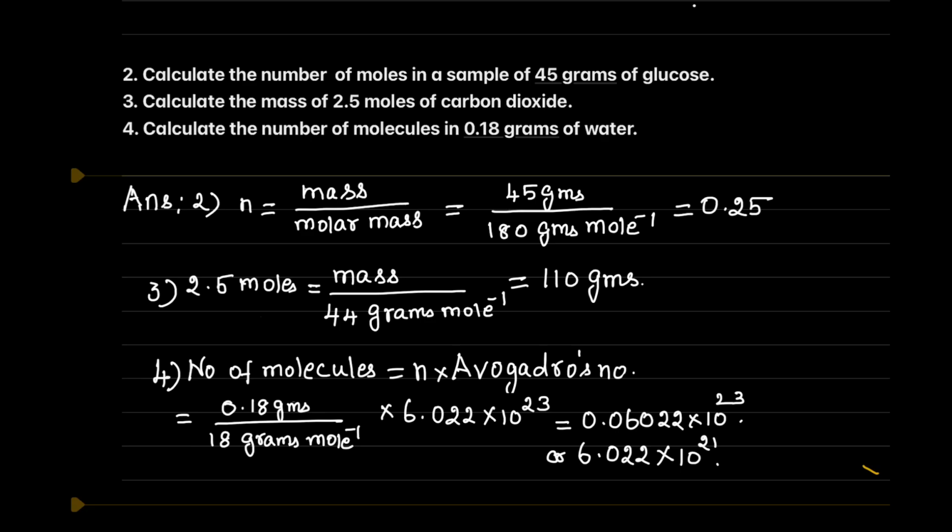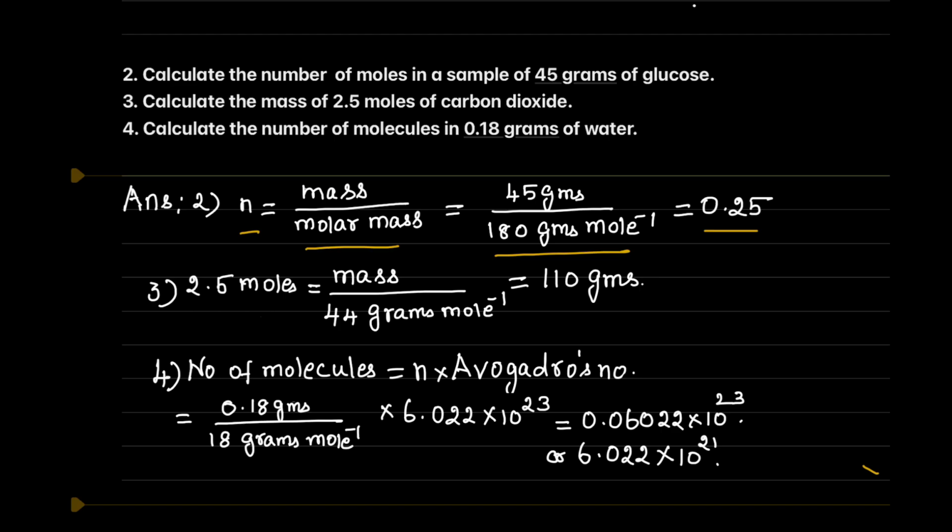Then substituting in the formula that the number of moles is equal to mass divided by molar mass, that is, mass given in the problem is 45 grams divided by the molar mass of glucose, that is 180 grams per mole. We get the answer 0.25. Therefore, the number of moles in the given sample of glucose is 0.25.